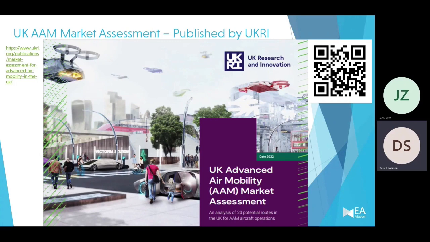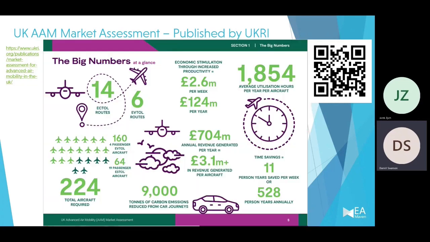As I said, UKRI published this paper. They engaged us to take a look at 20 potential routes across the UK as a demonstration of what is possible. In that, we looked at 14 eCTOL routes and 6 eVTOL routes. You can see some of the big numbers there: 224 aircraft needed, of which 160 are eVTOLs and 64 are 19-seat fixed-wing electric aircraft, saving 9,000 tons of carbon emissions, which is actually quite significant.